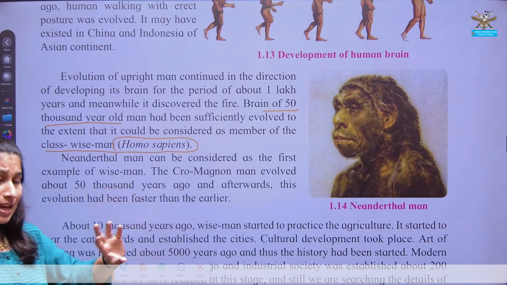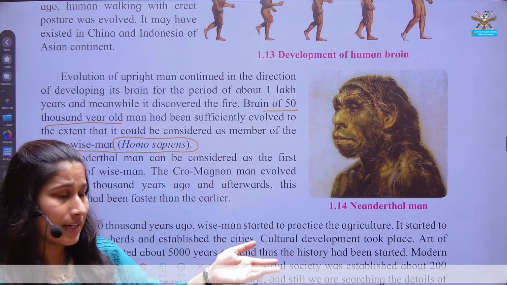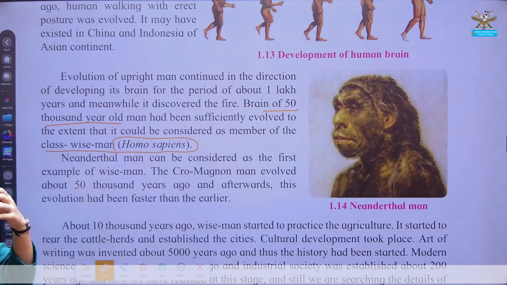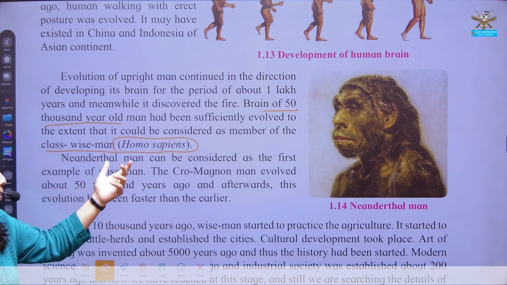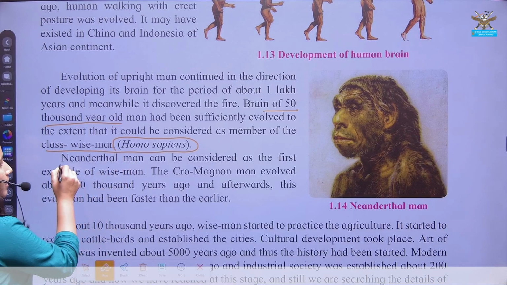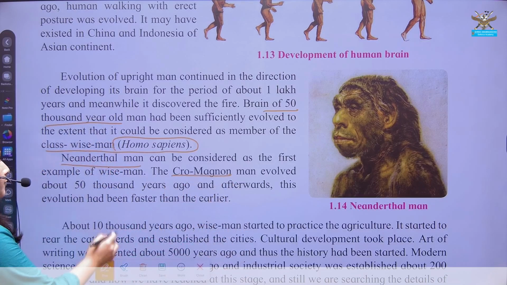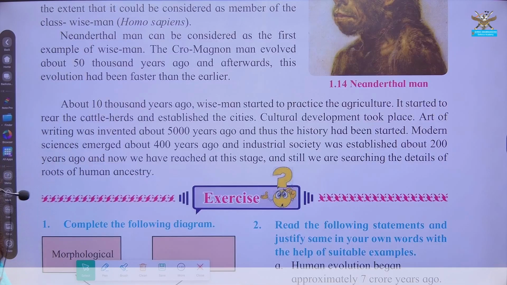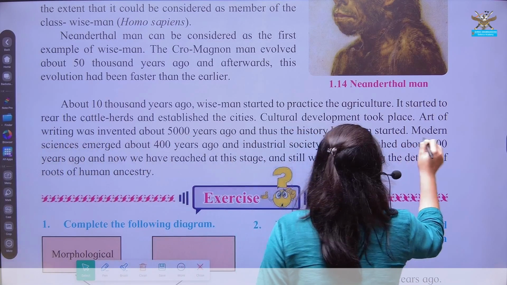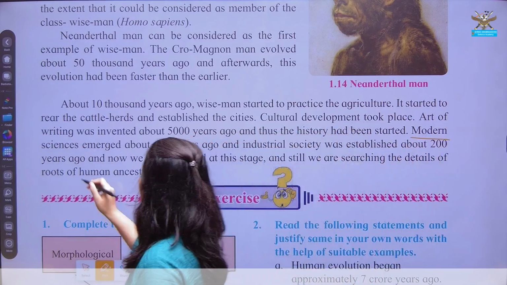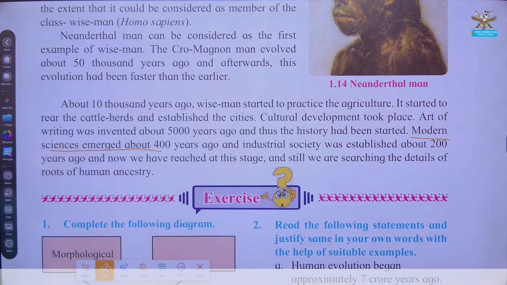Now the human-like animals started to develop. Brain and posture were erect. It started to evolve, walk, right? And so the first organism or first man, our first ancestor, was Homo sapiens. Then comes the Neanderthal man. The Cro-Magnon evolved 3000 years ago. This wise man became the modern wise man. This modern man or science emerged about 1400 years ago.